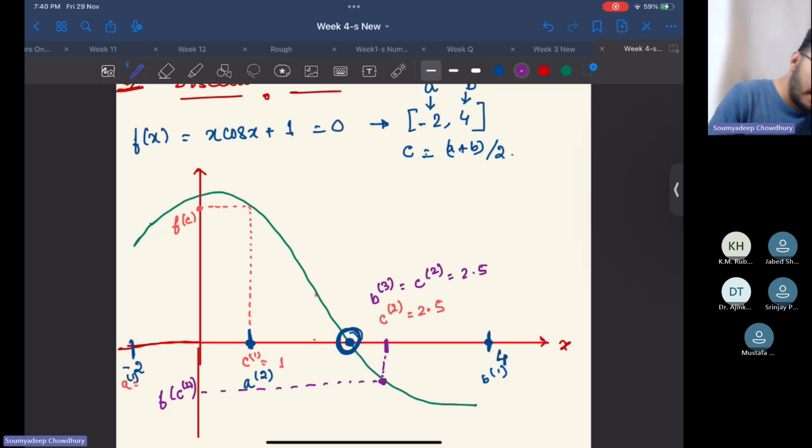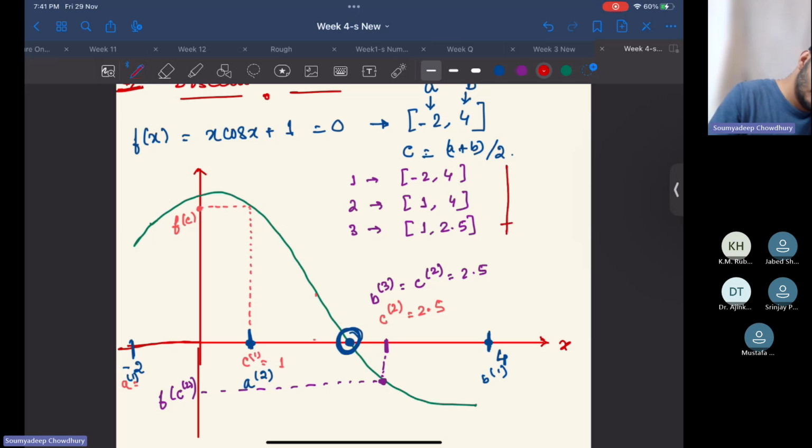So in the first step, our root was between -2 and 4. In the second step, it changed to 1 and 4. In the third step, it changed to 1 and 2.5. So you can see as we move through these steps, our limit of the root is shrinking. As the root converges, our upper and lower limits will be almost equal and the root will converge to one value.